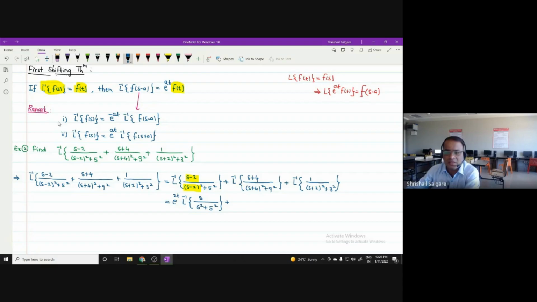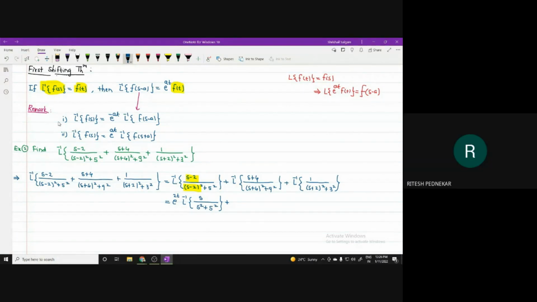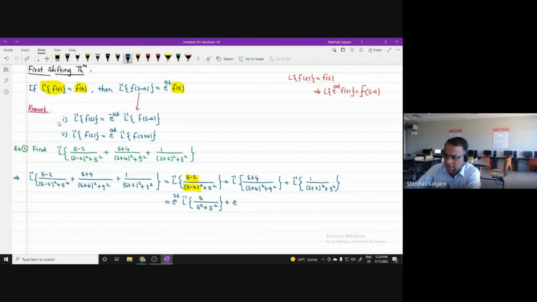Ritesh. Sir, e raised to minus 4t. Now see, some students are attending very well, there is no noise, no disturbance, and they are replying. Some students maybe are in the market or some other place. E to the power minus 4t, because here you can notice s plus 4, opposite sign minus 4t. That is taken outside into L inverse of s plus 4 replaced by s, and it can be written as s upon s square plus 9 square.